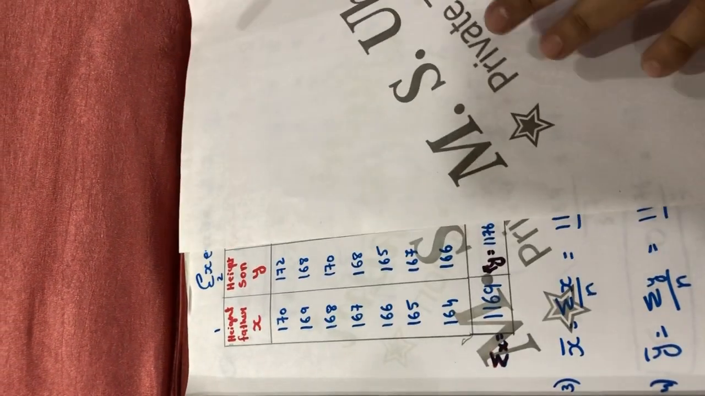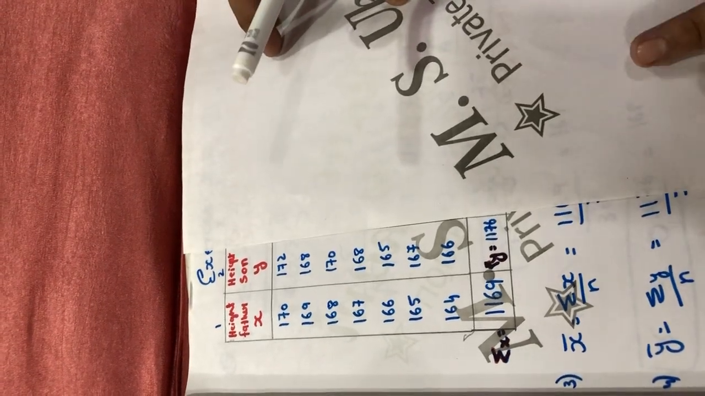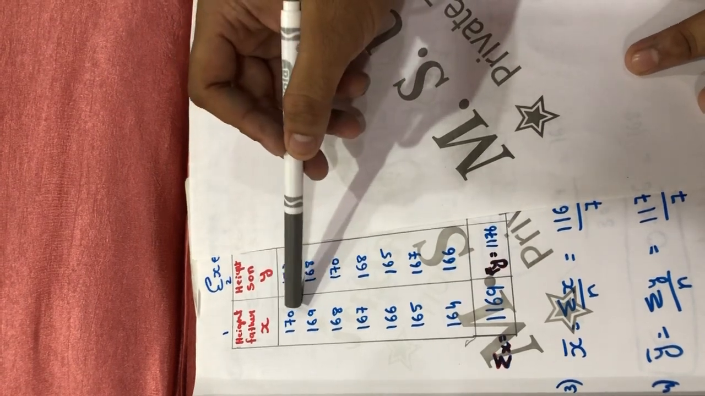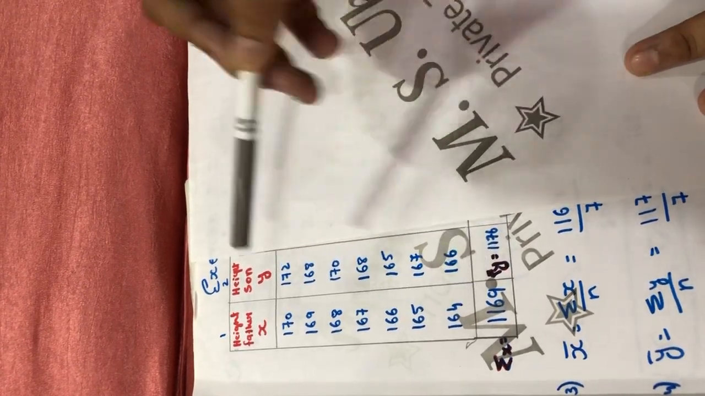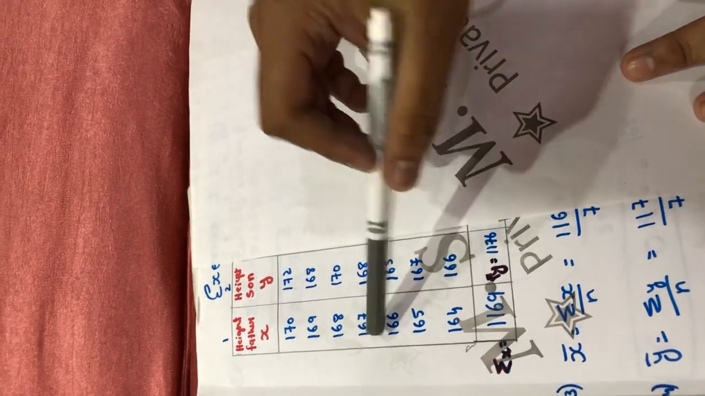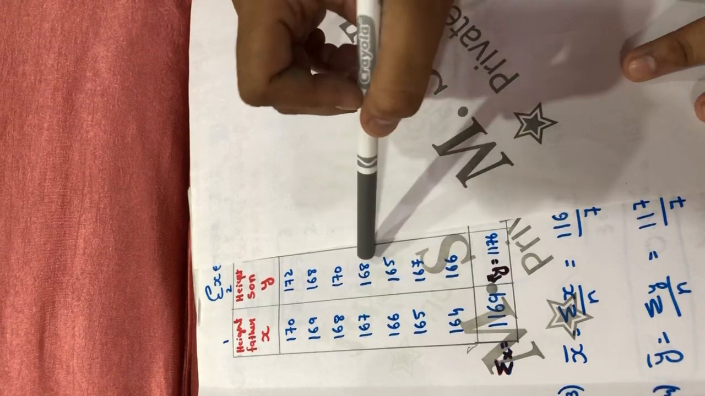Now, as I had explained, there are total 3 formula for calculating the correlation coefficient. So which formula is to be used? Let us see the sum. The first 2 columns are already given in the sum: height of father x, this whole column, and height of the son is also given. So the first 2 columns are given in the sum.